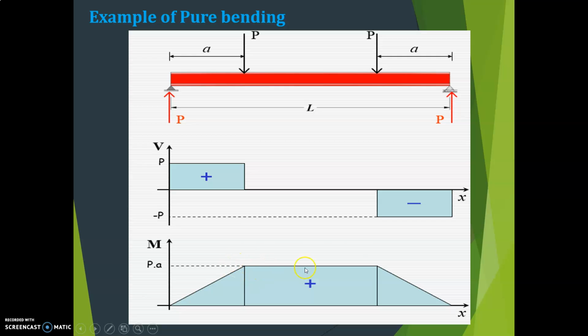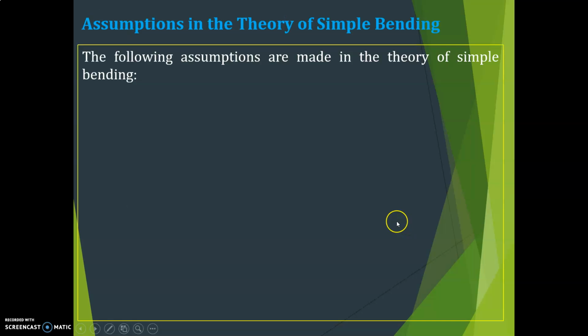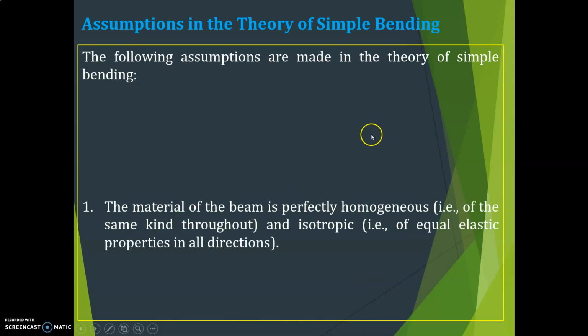So this portion is called pure bending. This is a very good example of pure bending. Next we'll see what the assumptions are in the theory of simple bending. The following are the assumptions made in the theory of simple bending.